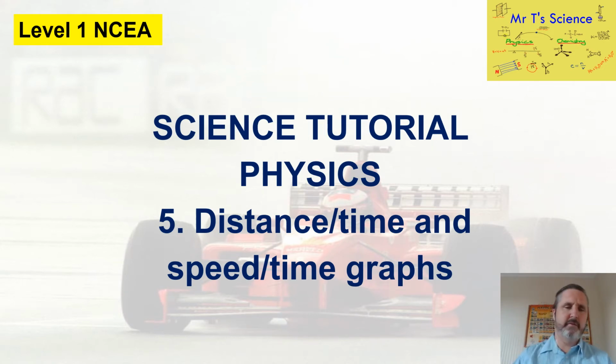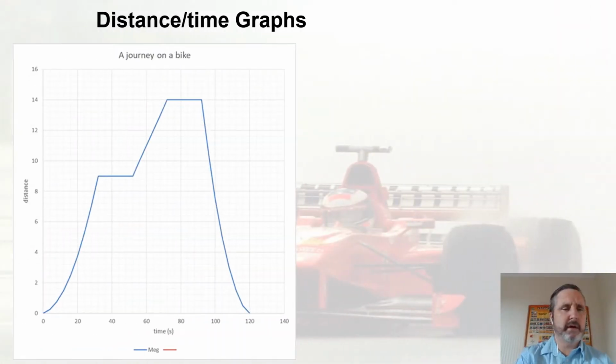Today is the fifth video I'm doing on my science physics topic, and we'll be looking at distance time and speed time graphs. Now, here is a graph of a journey that someone's taken on a bike, and it's been plotted. The time from when they started the journey and the distance away from their start has been plotted as they go along their journey.